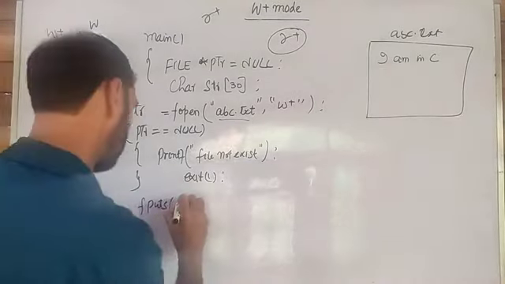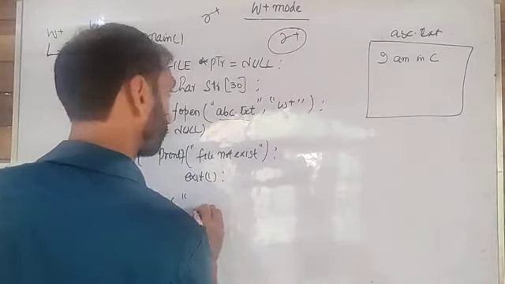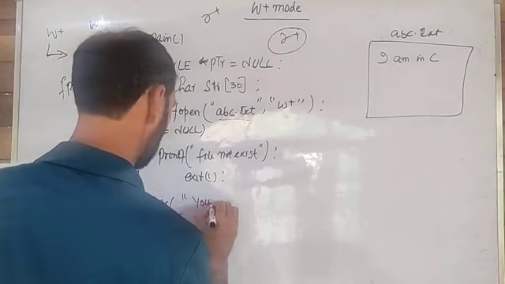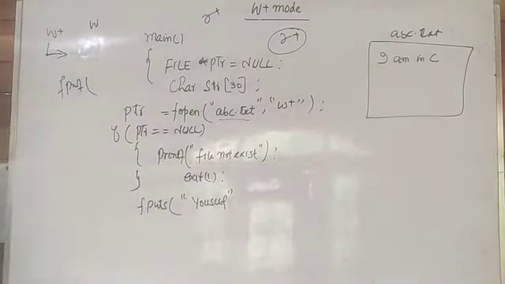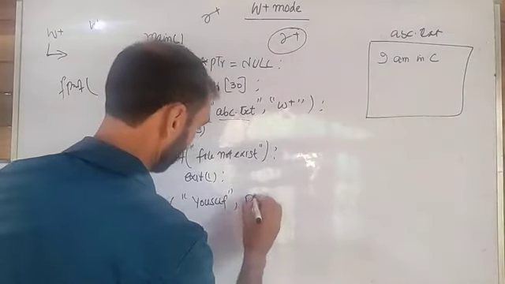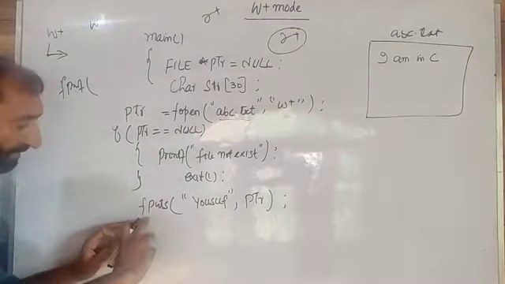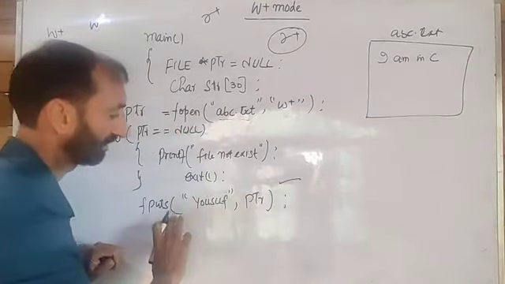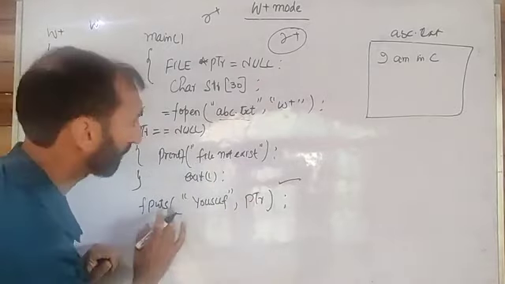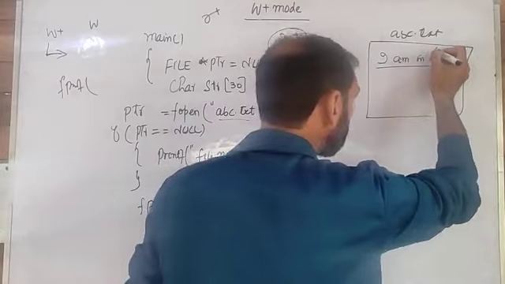For example, here I want to write Yousuf, Y-O-U-S-U-F, and simply we will give a file pointer. What will happen? After execution of this line, the file is already abc. It will truncate this file.